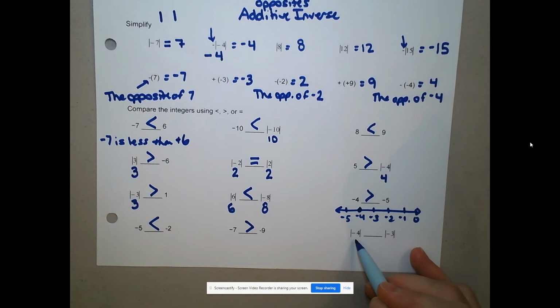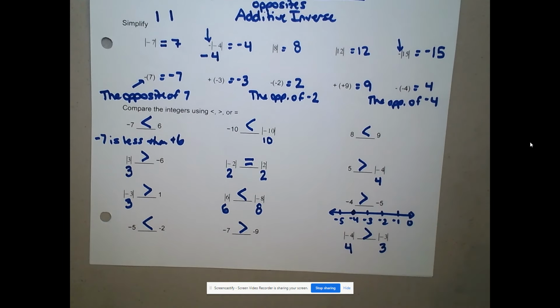And here, the absolute value of negative 4 is 4. The absolute value of negative 3 is 3. That's their distance from 0, making the 4 larger than the 3.